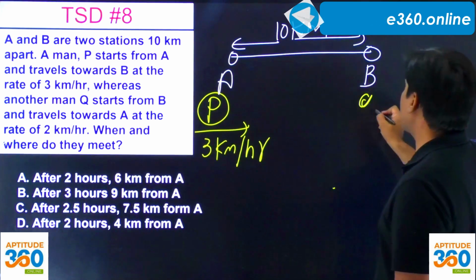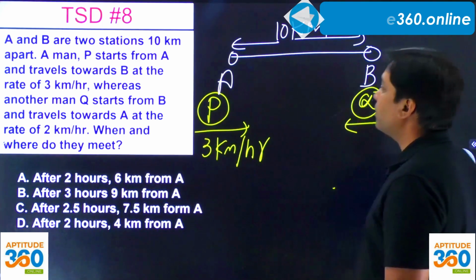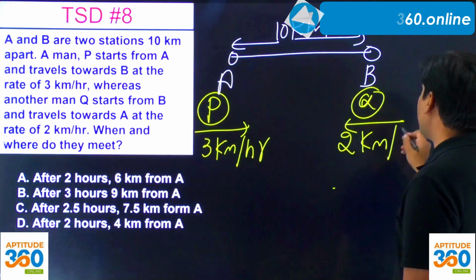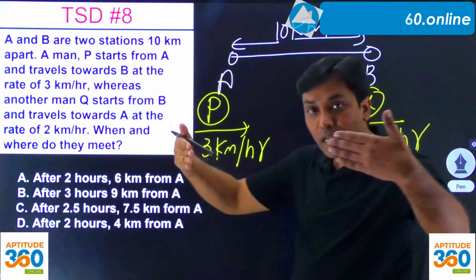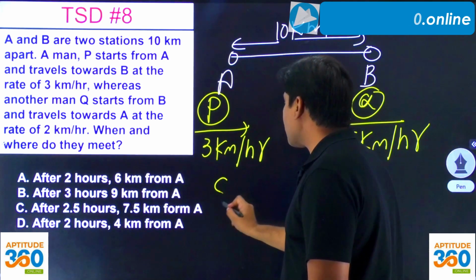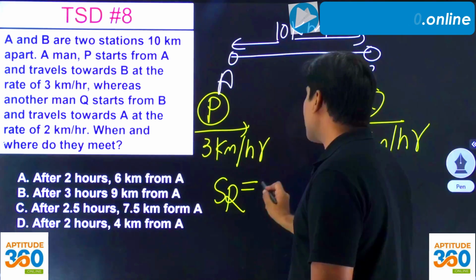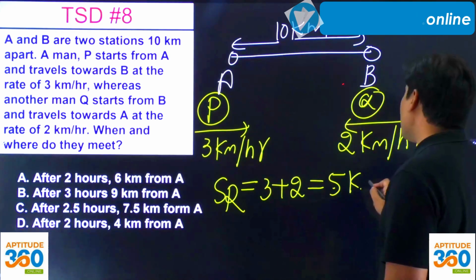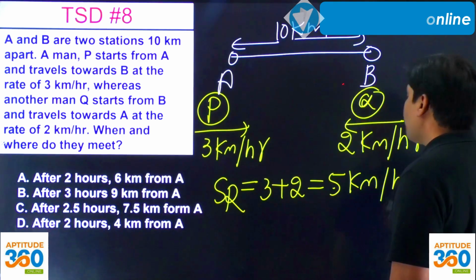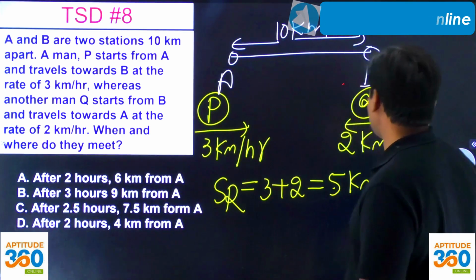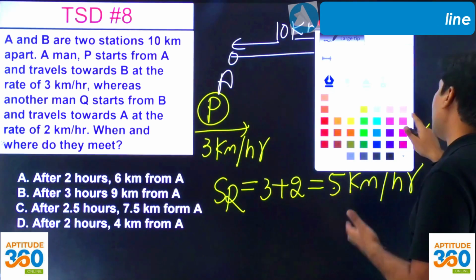And another man Q starts from B और ये इधर की स्पीड से जाता है 2 kilometers per hour. Both of them are moving in the opposite direction. They are approaching each other, and since they are approaching each other, what is going to be relative speed? It is going to be 3 plus 2, 5 kilometers per hour. यानी उनके बीच का जो गैप है वो 1 घंटे में कितना कम हो जाएगा? 5 kilometers. And what is the gap between them? It is 10 kilometers. Don't you think 2 घंटे में दोनों मिल जाएंगे?